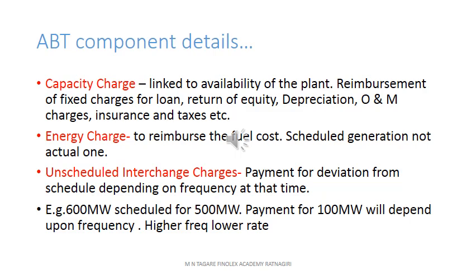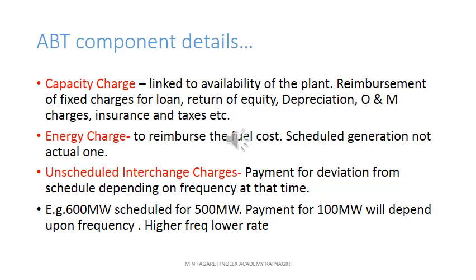Now let us consider one example. Let us say I have a 600 megawatt generator, but I have declared that tomorrow I am ready to deliver 500 megawatt for the next 24 hours. This is how I, as a generator owner, have declared. Now, if I have declared 500 and I generate 600 megawatt, what will happen? The payment for that extra 100 megawatt will depend on the frequency.